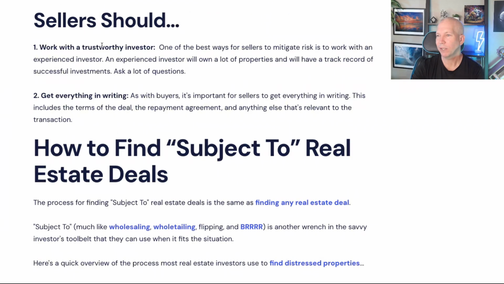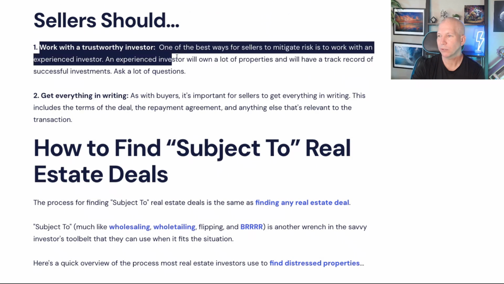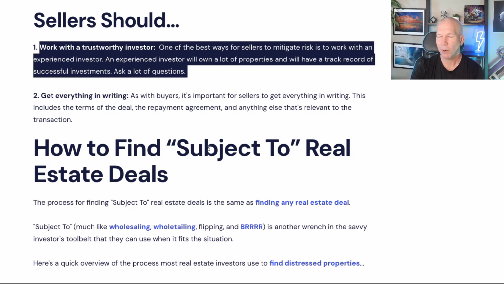Sellers should definitely work with a trustworthy investor. Many times investors will tie up a property. They'll have no way or no know-how to close the property, but they'll wholesale it or they'll take it to somebody else. This happens all the time. Many wholesalers just tie up properties for months and months and months and give the seller no benefit whatsoever.